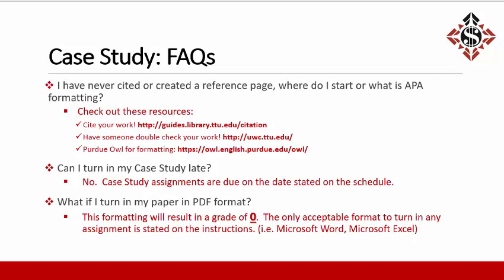Finally, what if I turn in my paper in a PDF format? If you submit your assignment in a format other than what is stated on the instructions, this will result in a 0 for your grade. The reason we must have you submit your work as a Microsoft Word or Excel document is so that we can run it through Turnitin. A PDF, JPEG, or other format may not be compatible with how Turnitin processes these documents.